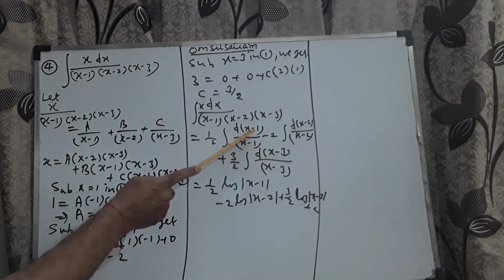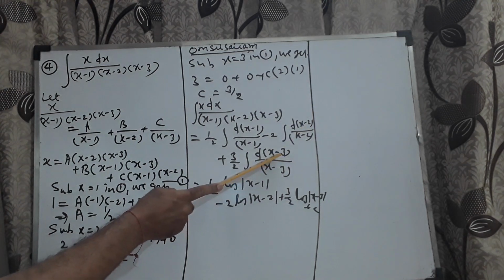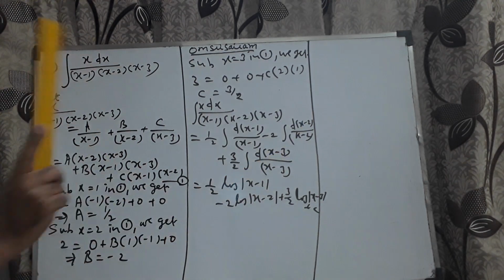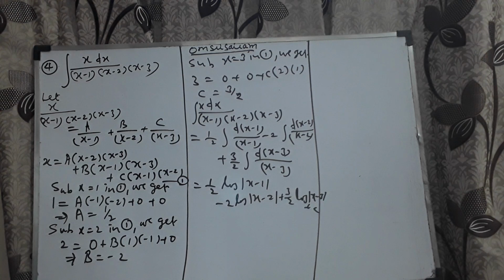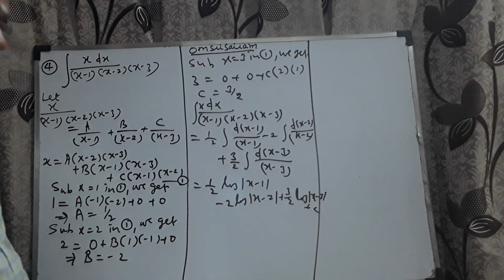For this, dx is replaced by d of (x minus 1). This dx is replaced by d of (x minus 2). This dx is replaced by d of (x minus 3). And then accordingly, everywhere you get log mod (x minus 1), log mod (x minus 2), log mod (x minus 3) and so on automatically.